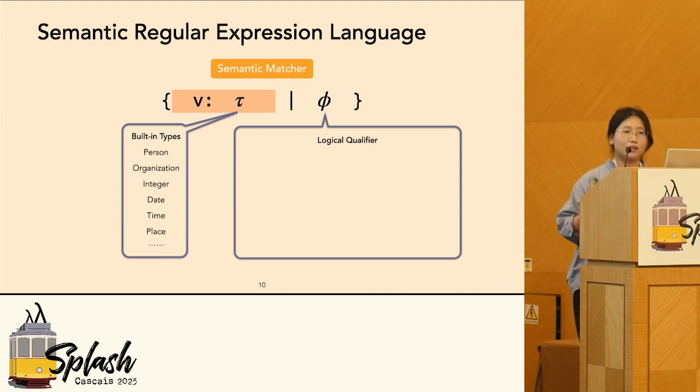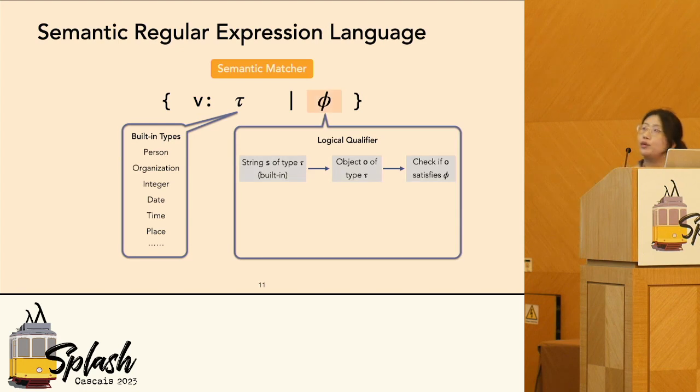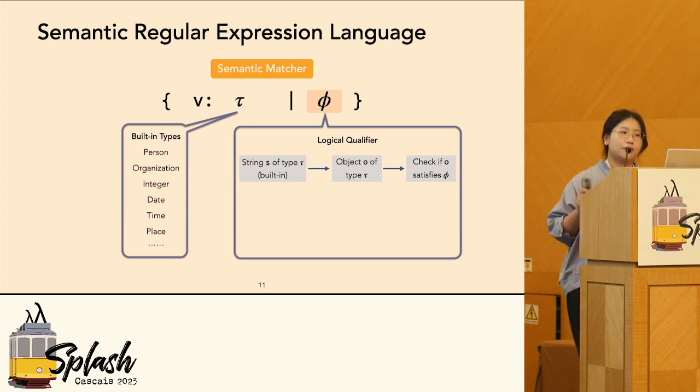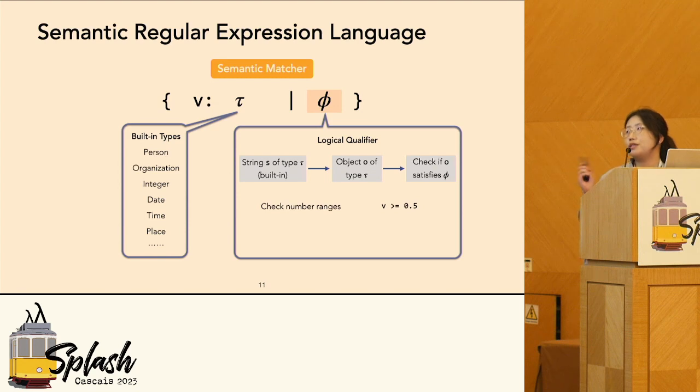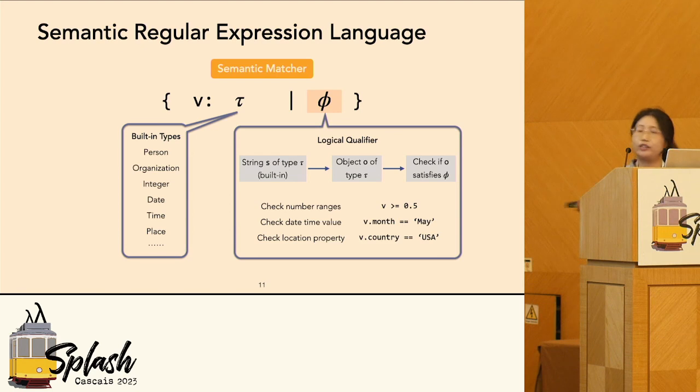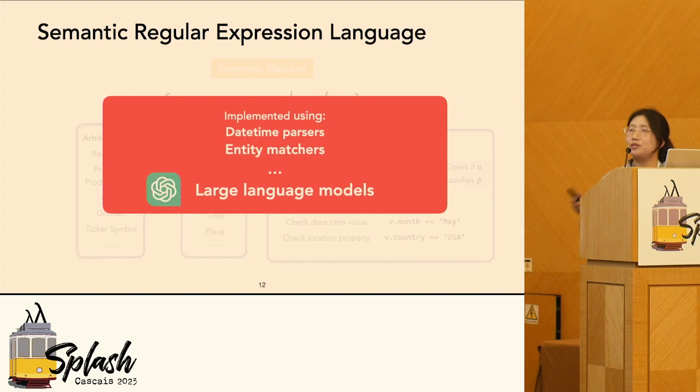Here, instead of supporting any type, we only support a set of built-in types, like person, organization, integer. The way the logical qualifier works is that given a string S, we first interpret it as an object of a specific type, and then we check whether this object satisfies a certain predicate. We support things like checking number ranges, checking date and time values, and also checking location properties. If you're curious about how exactly this is implemented, we use a range of constructs from datatype parsers, entity matchers, and of course, large language models.